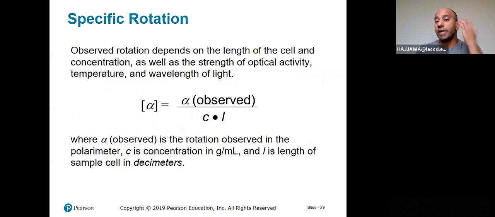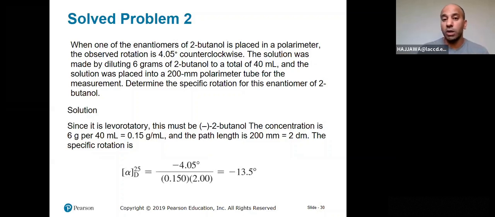I have the equation already in my mind. I'm not going to look for it on an exam handout because it's not going to be given to me there. Therefore, I have to keep in mind this equation. Specific rotation always equals observed rotation divided by concentration times length. The observed rotation is 4.05 divided by the concentration, which is 6 over 40, that's 0.15, times the length of the cell, which is 200 millimeter converted to decimeter, that will be 2 decimeter. Do the math, you will find it to be minus 13.5.